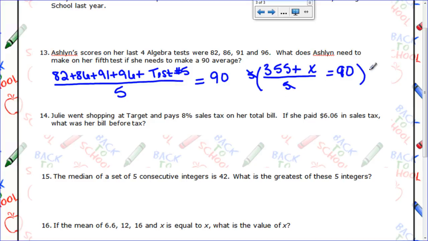So multiply both sides by 5. So I have 355 plus x is equal to 450. Well, if I want to know what her 5th test needs to be, I've got to subtract this 355 from both sides. And so Ashlyn needs to make a 95 on her 5th test to get an A average.